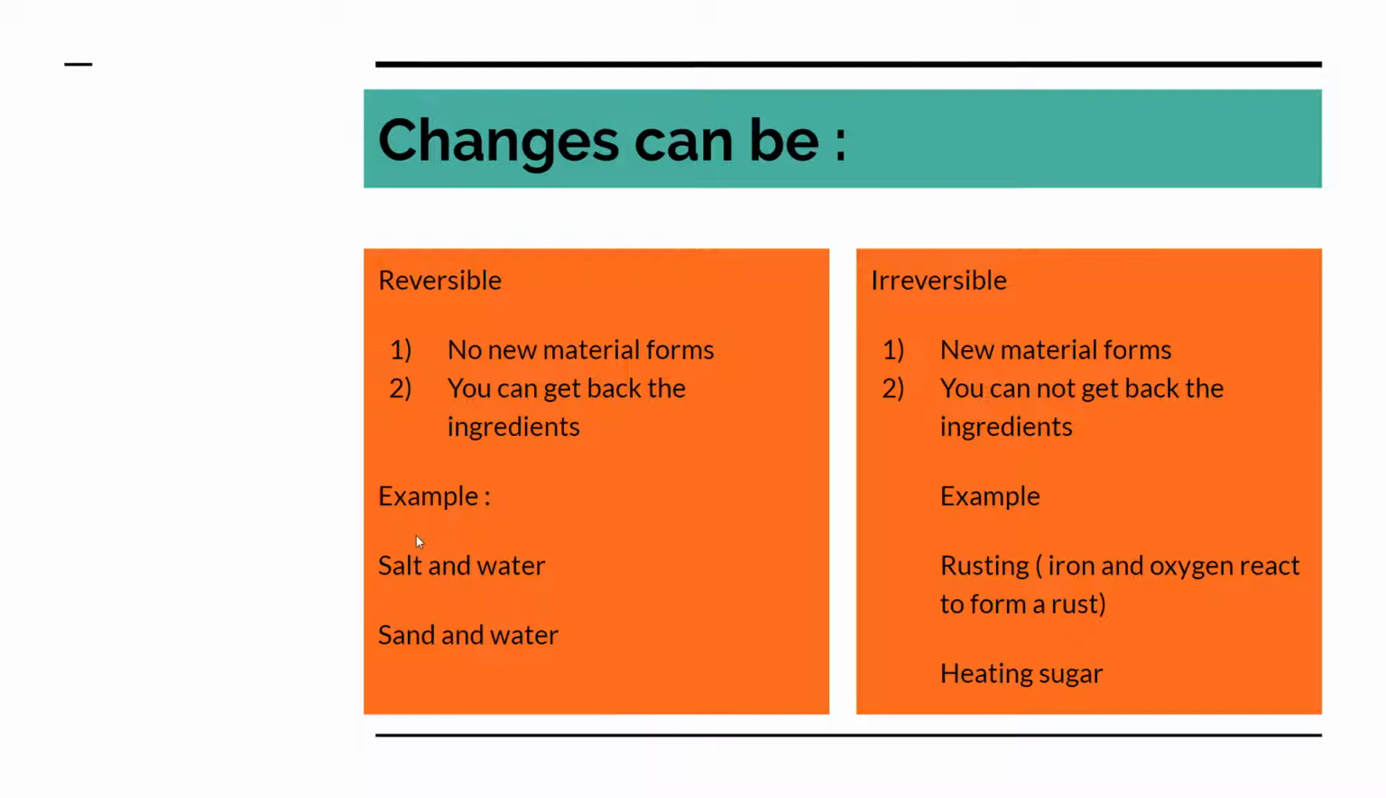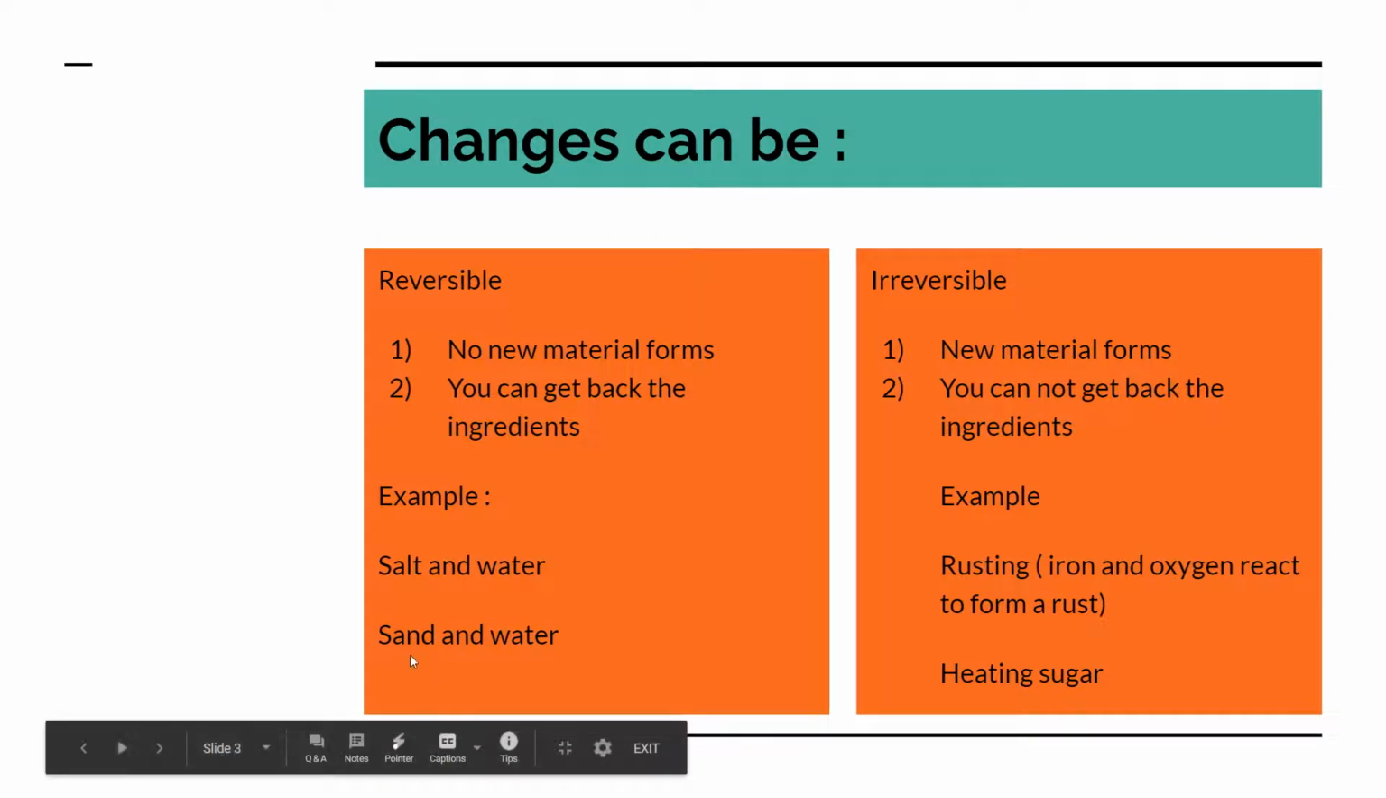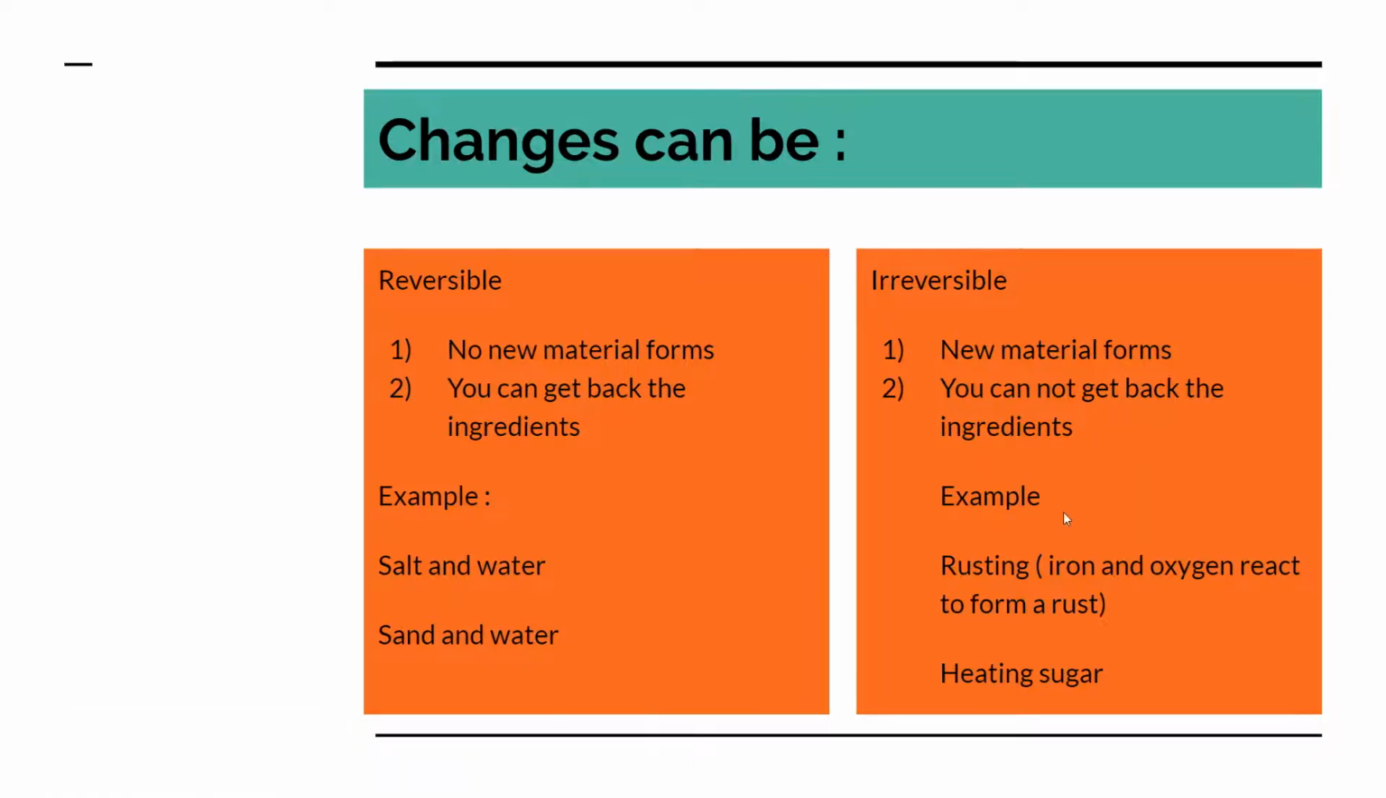Now, an example of a reversible change is that salt and water form salty water, and we learned in a chapter about dissolving that salt, being soluble in water, can be separated by a physical process called evaporation. And sand, being an insoluble substance, when mixed with water, you can get back by a physical process called filtration. Now, if you talk about irreversible processes, then for example, rusting.